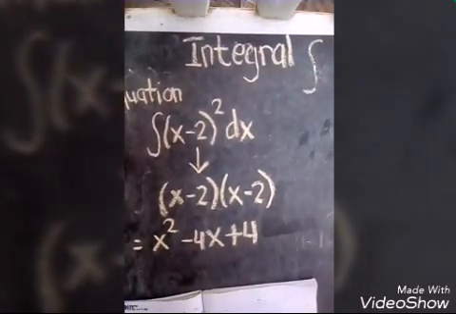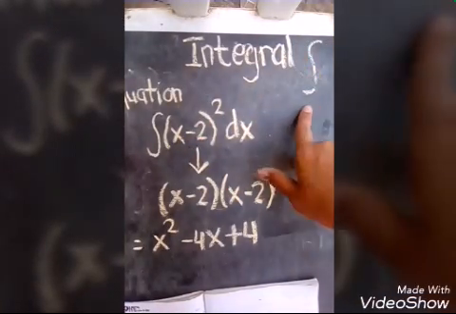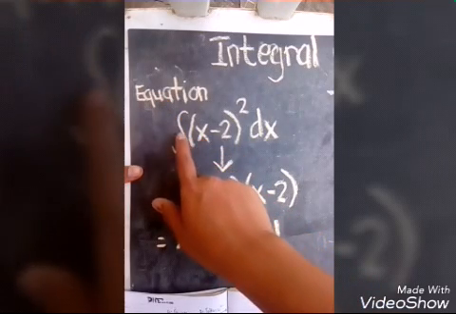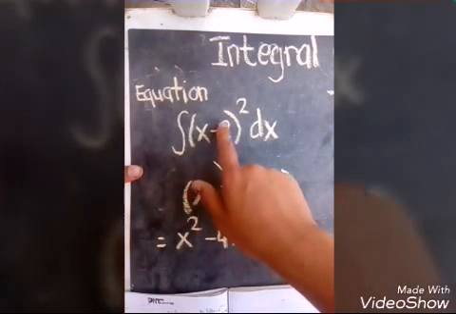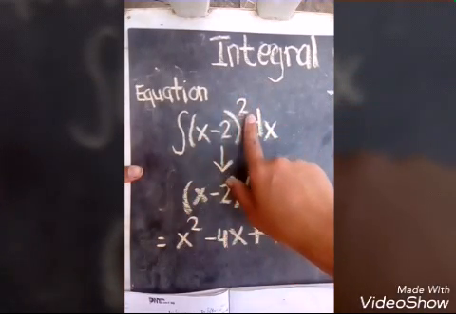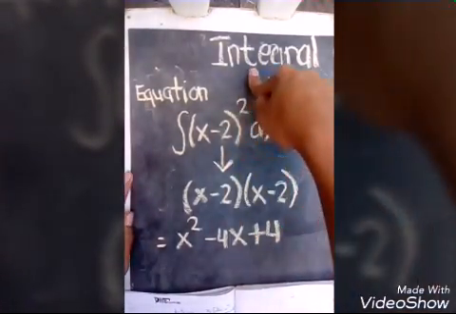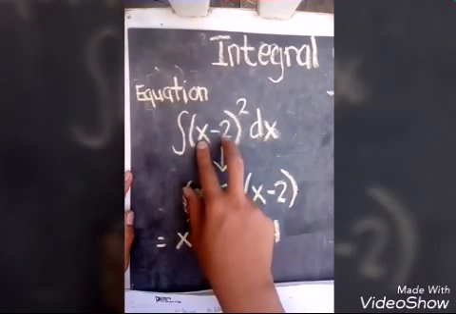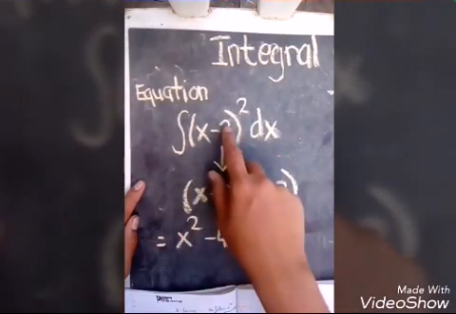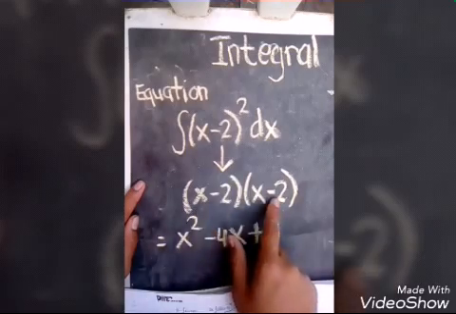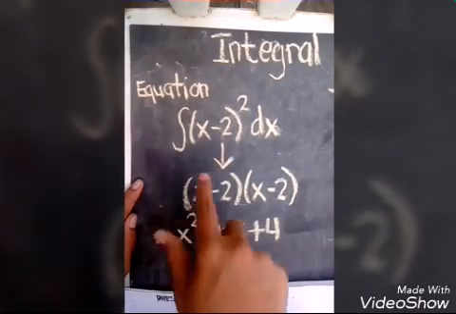So we are here to know how to find an integral, which is used as a sign of this. So our equation is the antiderivative or integral of x minus 2 raised to 2, or squared, times dx. So before we find the integral, we need to simplify, or rather expand, this equation. We need to multiply these terms to make it easy to solve.